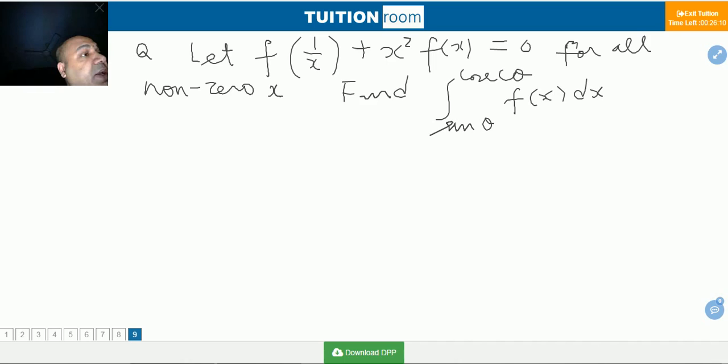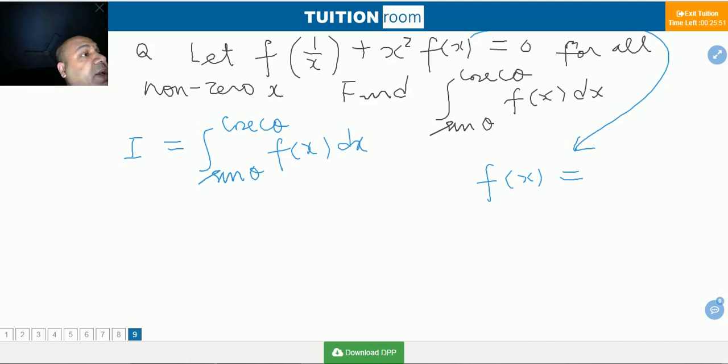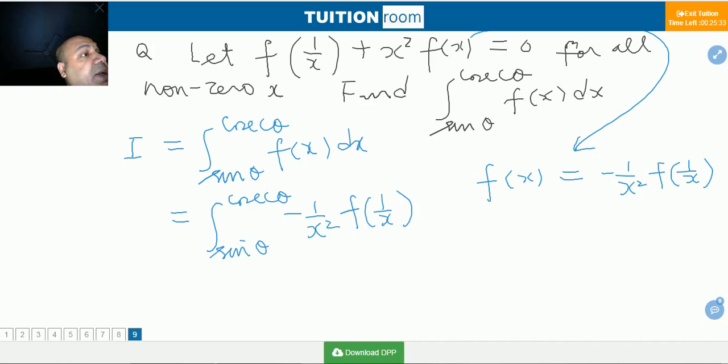The problem is very simple. We should assume I as the integral from sine theta to cosec theta. From the given relation, we can have f(x) is equal to minus 1 by x square f of 1 by x. Now put it here: the integral from sine theta to cosec theta of minus 1 by x square f of 1 by x dx. We have substituted the value of the function.